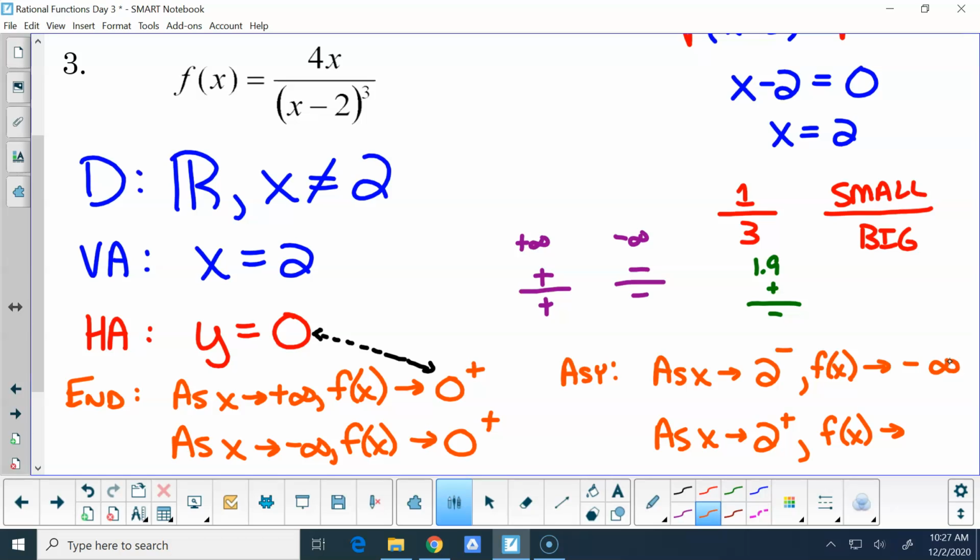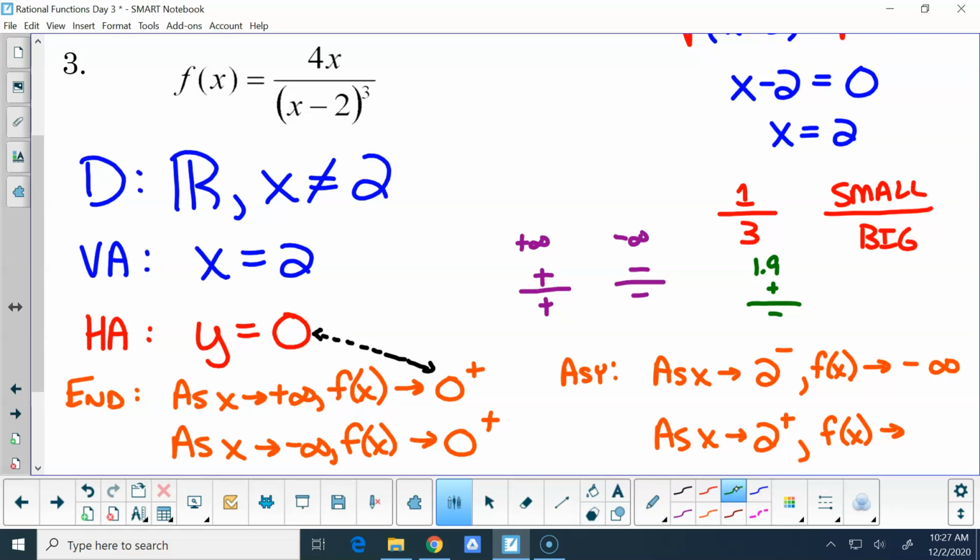Asymptotal behavior is always going to go to infinities. We just got to figure out if it's positive or negative. End behavior is always going to go to the horizontal asymptote. We just got to figure if it's above or below. Okay?